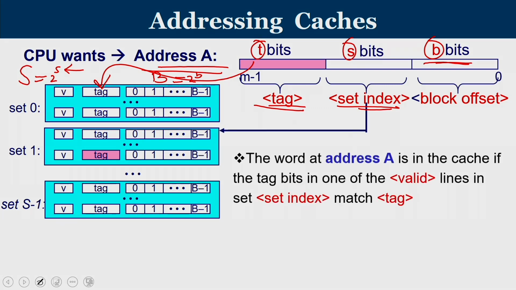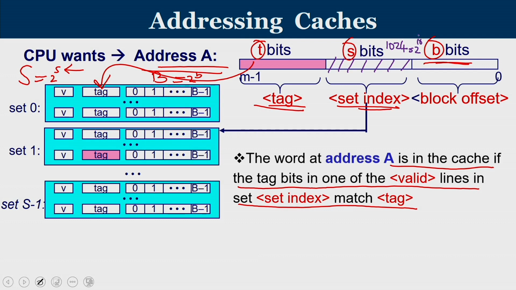Now, what do we do? The word at address A is in the cache if the tag bits in one of the valid lines in the set index match the tag. So, what generally we do, once you get an address, we look into these portions of the address. What is the index bit and how will you get it? It is equal to the number of bits used to find out the total number of sets in the given cache. If the total number of sets is, say, 1024, then 1024 is 2 power 10. So, 10 bits of the address are used for the set index portion.